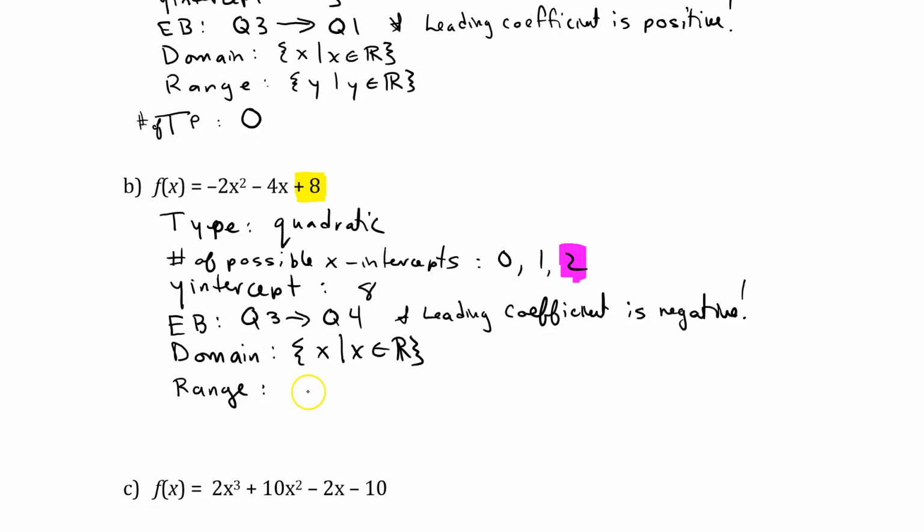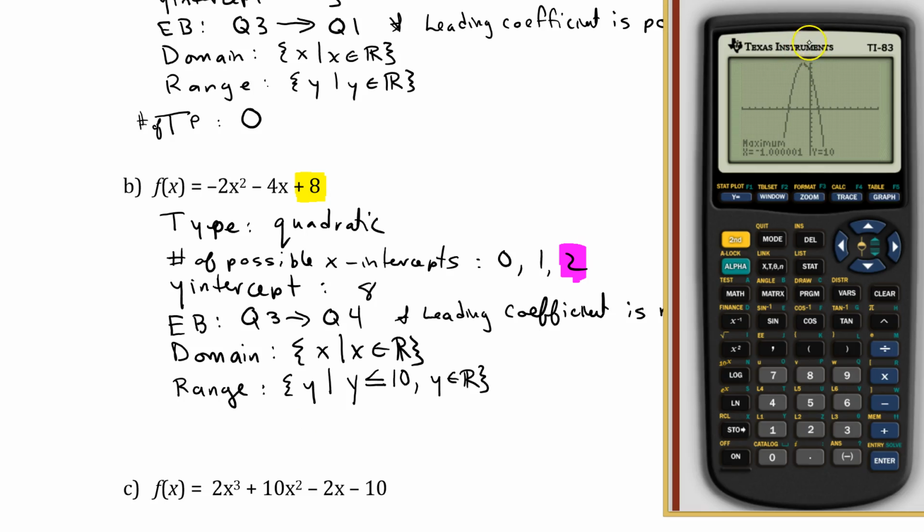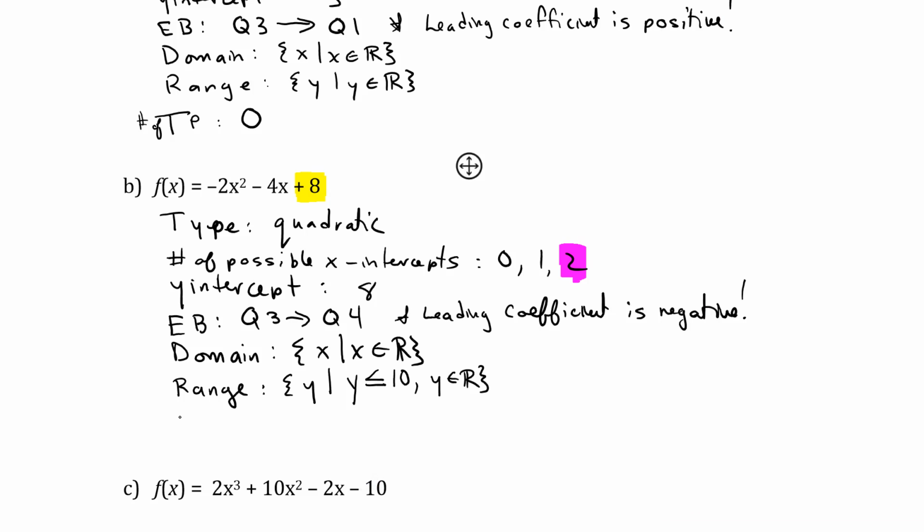So the way that I would write this is I would say y such that y is less than or equal to 10, y is an element of the reals. So it can be anything as long as it is less than or equal to 10. Because if it's greater than 10, it'll be all the way up here. Okay? And there's nothing happening up here in the graph, just everything below. Last but not least, we have our turning points, so the number of possible turning points. In a quadratic, it's always going to be 1. Good.